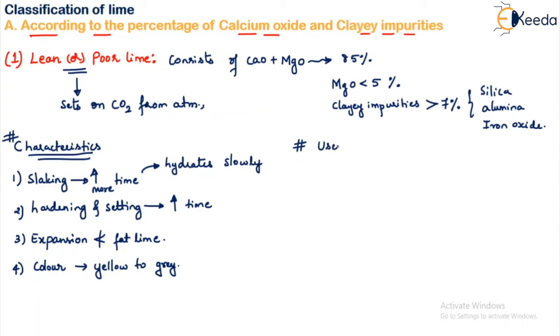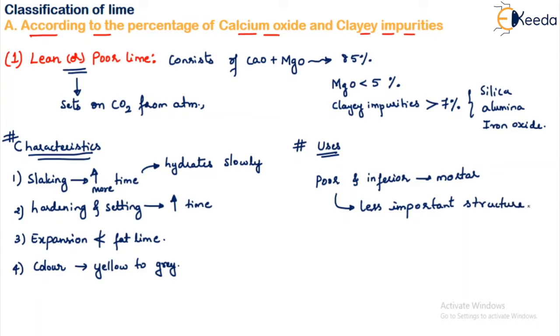The next thing is, where are we going to use this type of lime? If you have any poor and inferior mortar to be made, then you can go for this particular type of lime. Especially if your construction work is of a less important structure, then you can go for this. If it is a very important structure, then you cannot use the lean or poor lime in the making of the mortar. So this is the first type.